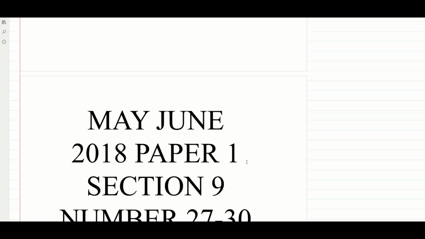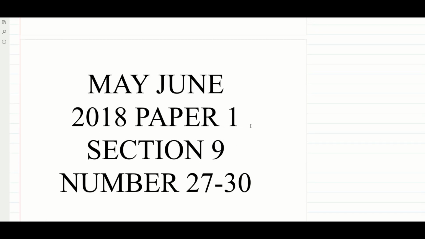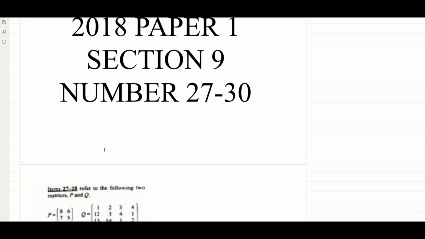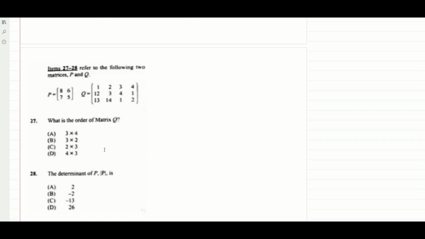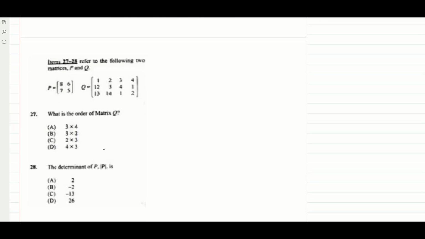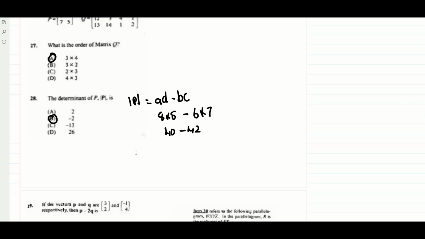Last year, May June 2018, paper 1, section 9, 27 to 30. What is the order of the matrix Q? There are 3 rows by 4 columns. That's E. The determinant of P is equal to AD minus BC, which is 8 by 5 minus 6 by 7, that's 40 minus 42, which is minus 2, B.